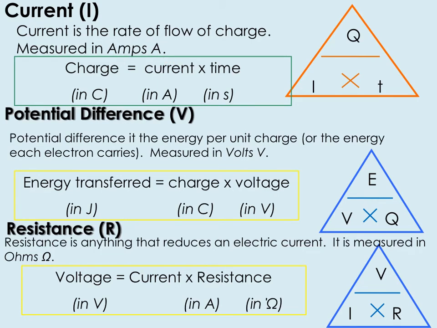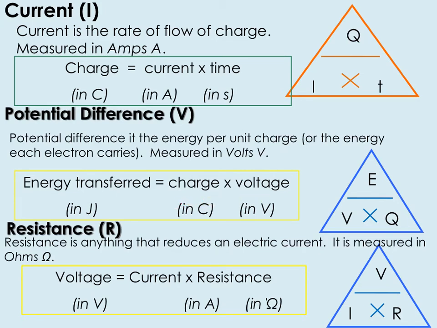The next one we're going to look at is potential difference. Potential difference is the energy per unit charge. So that's the amount of energy each electron carries. That's measured in volts, and the potential difference can be calculated by doing the energy transferred divided by the charge. And that's given by the equation that's shown here. Energy transfer equals charge times voltage.